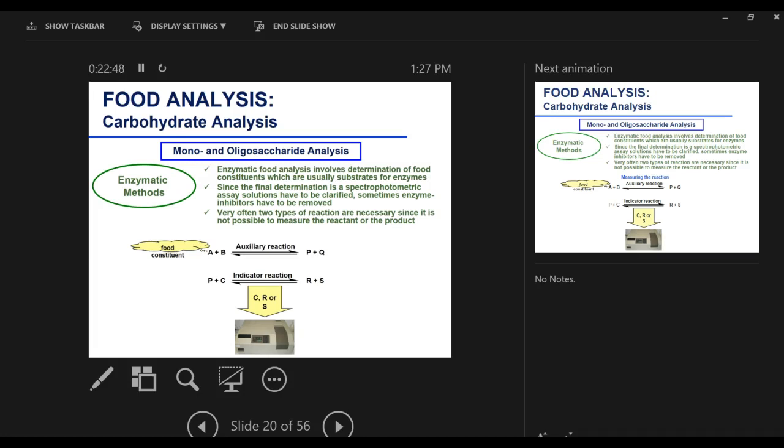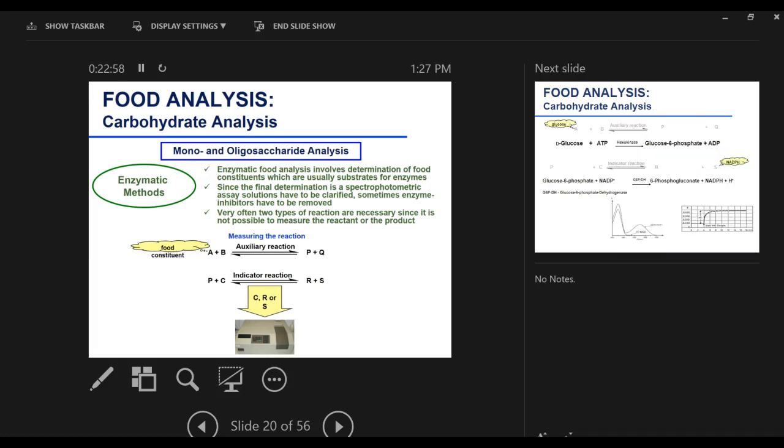So the first reaction is the auxiliary reaction. The second reaction is my indicator reaction, the reaction that gives me the absorption that I'm looking for. The auxiliary reaction is also known as the measuring reaction. So it's good for you to know these terms. They can be used interchangeably.